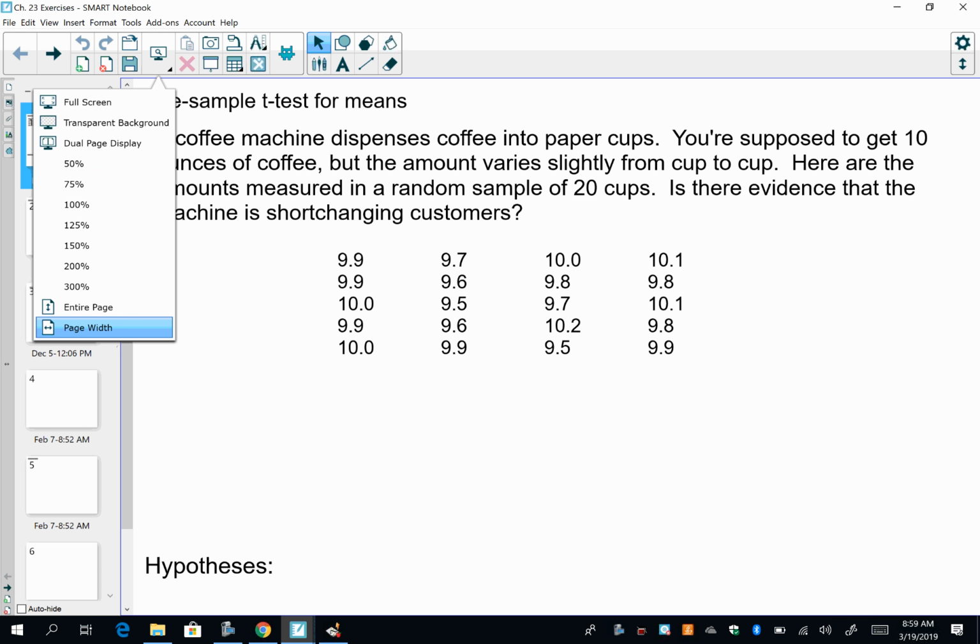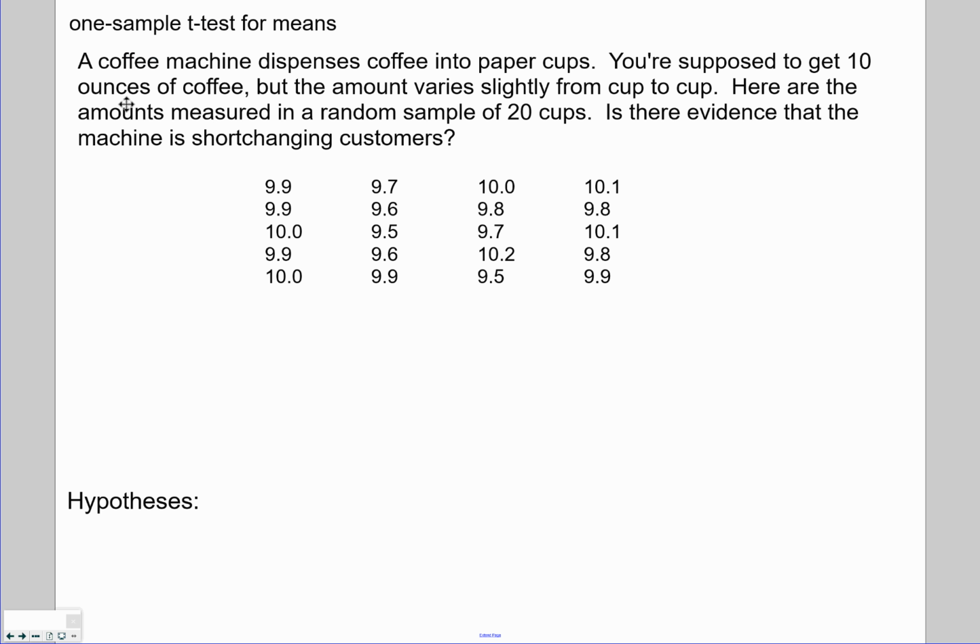Okay, welcome to period 4. We're going to do a one sample t-test for a mean example problem here. The students have already finished putting in all of these data values into a column in their calculator.